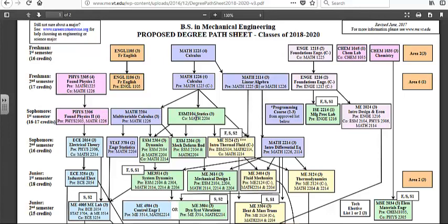Statics is like Newton's second law in equilibrium. Then you have to take dynamics, which is Newton's second law with things moving. Apparently you've got to take an engineering statistics class. And thermofluids is kind of like thermodynamics, fluid mechanics. What else do you have to take here? System dynamics is kind of looking at spring mass damper systems.